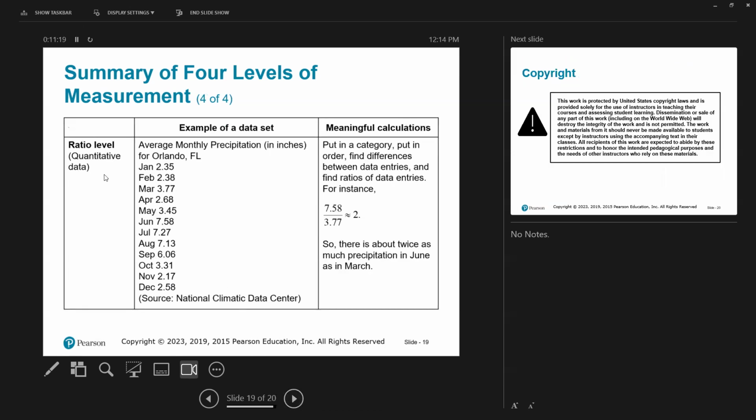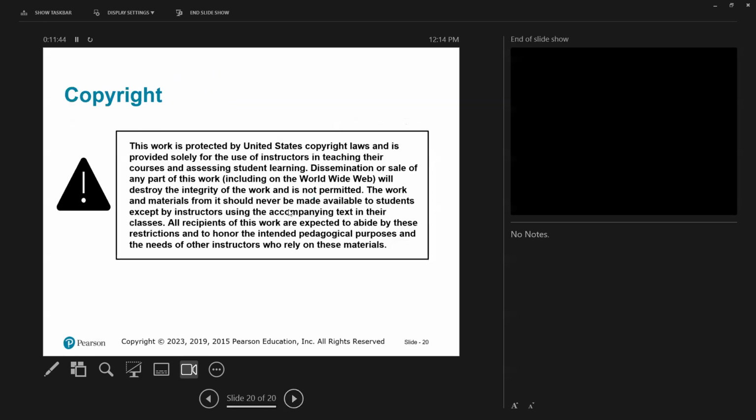And then the last one is the ratio level. This is the average monthly precipitation in Orlando, and these are the numbers. You can put them in categories, put them in order. You can find the difference between data entries, and you can find the ratios of these data entries. There's about twice as much precipitation in June as in March, kind of. This is the end of lesson 2 in chapter 1.